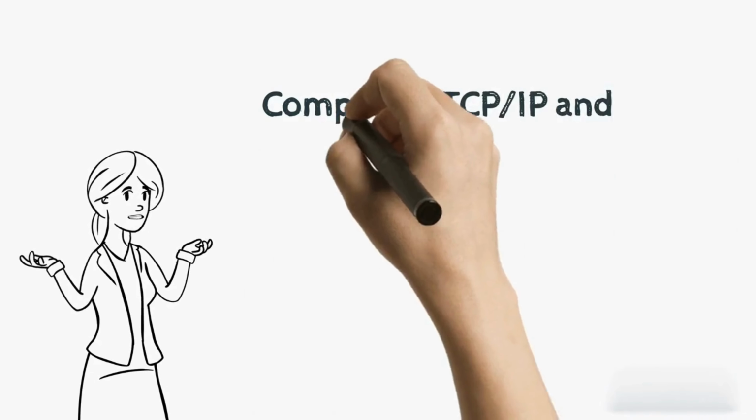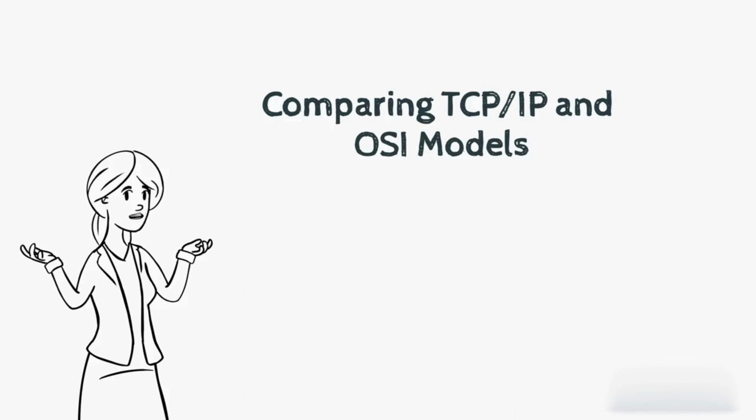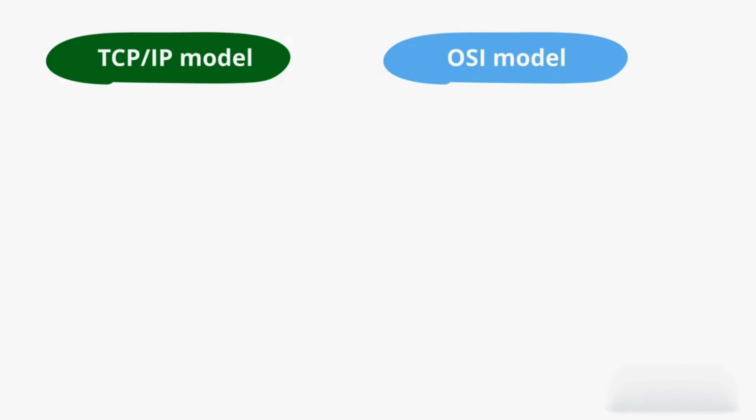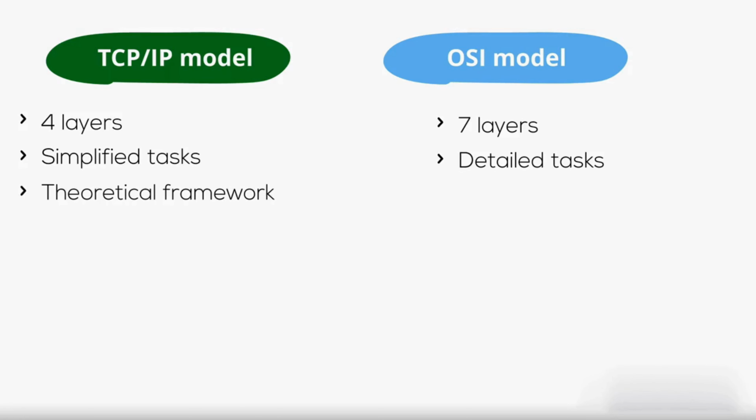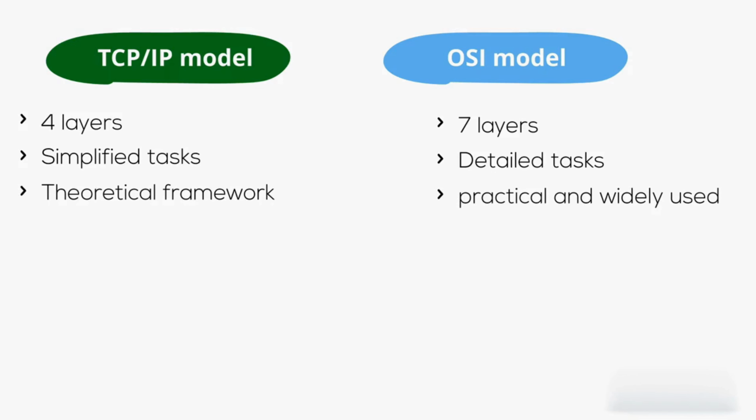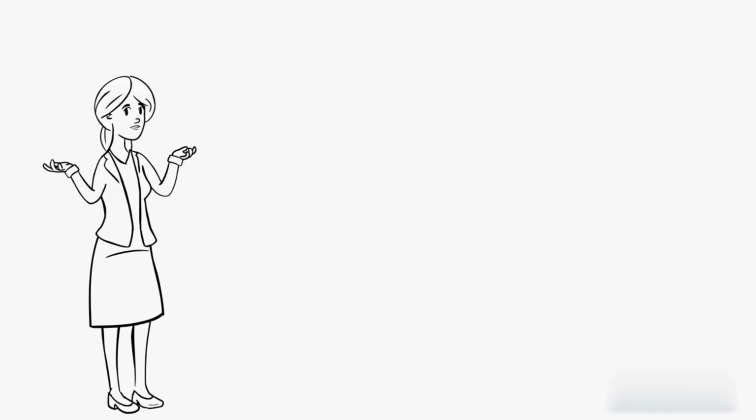Comparing TCP/IP and OSI models. The TCP/IP model differs from the OSI, Open Systems Interconnection model, which has 7 layers. Here are some key differences. Layer count. OSI has 7 layers, while TCP/IP has 4. Functionality. TCP/IP combines several OSI layers into its fewer layers, simplifying networking concepts. Scope. The OSI model is more of a theoretical framework, while TCP/IP is practical and widely used, especially in Internet communications.